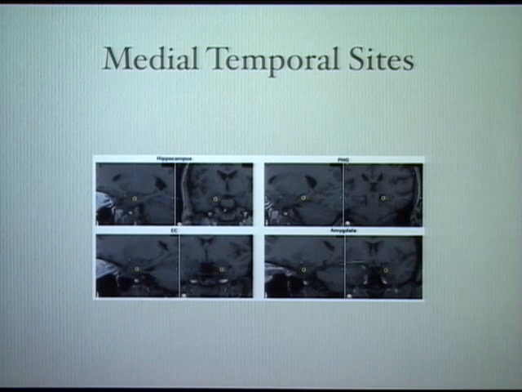We found some also in the amygdala, but in proportion much less. This makes sense because in terms of anatomical connectivity between the medial temporal lobe and the frontal lobe, the amygdala is the region of the medial temporal lobe that is less connected to the frontal lobe.